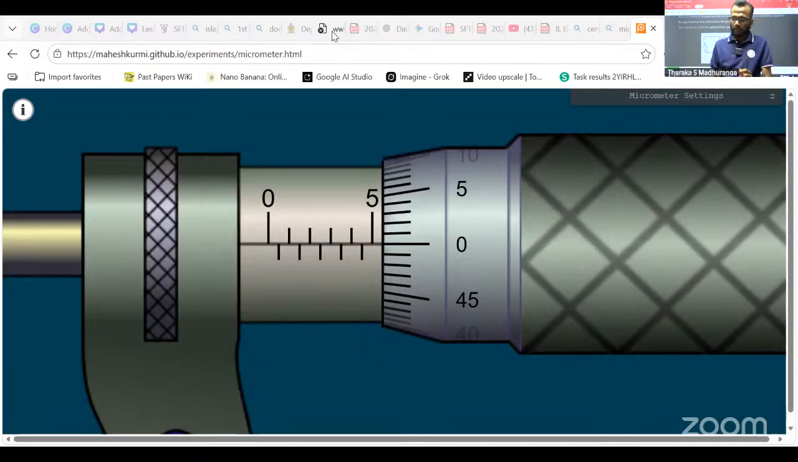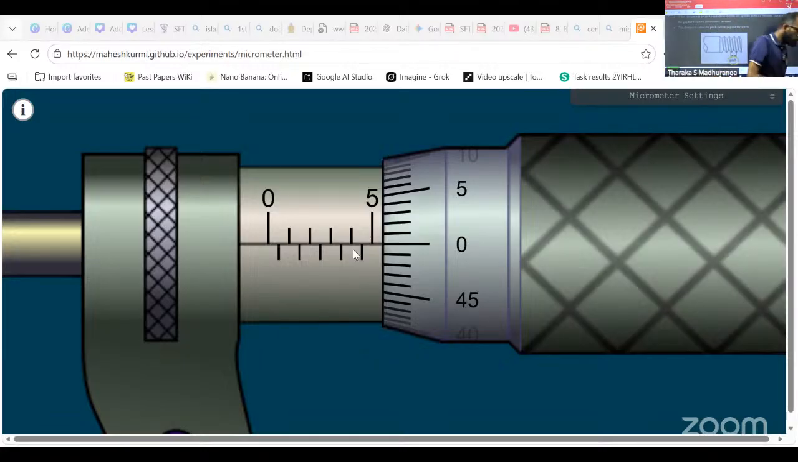Wait. While I rotate one complete revolution of the circular scale along the linear scale, this is a linear scale. Along the linear scale, the circular scale moves a distance. How much distance it moves along it.